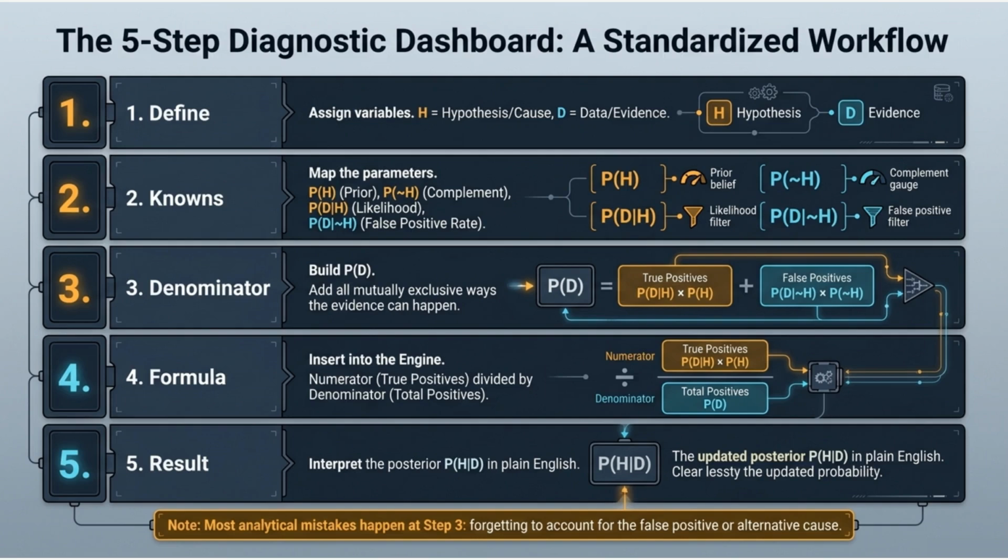The 5-step diagnostic dashboard. Step 1, define H as hypothesis and D as data. Step 2, map knowns, prior P of H, complement P of not H, likelihood P of D given H, false positive rate P of D given not H. Step 3. Build denominator P of D by adding every mutually exclusive path to the evidence. Step 4. Divide true positives by total positives. Step 5. Interpret posterior P of H given D in plain English. Most mistakes happen at Step 3, forgetting false positives or alternate causes.